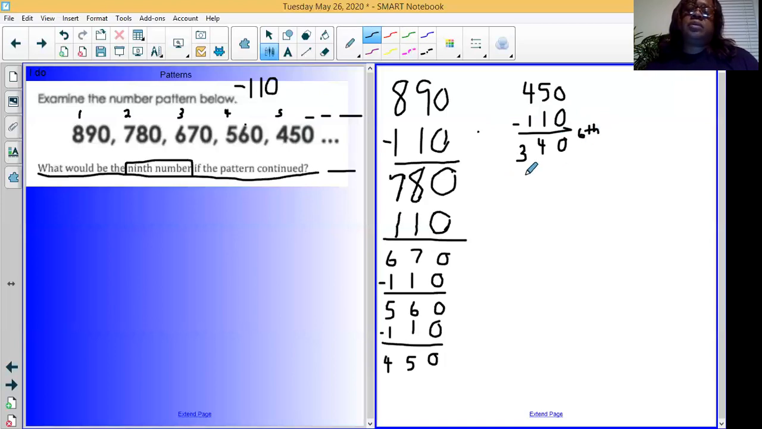Okay, so let's subtract again. We're trying to get the ninth number, 110 from 340. Okay, 0 minus 0 will be 0. 4 minus 1 is 3. 3 minus 1 gives me 2, so 230. Okay, 230 would be my seventh number.